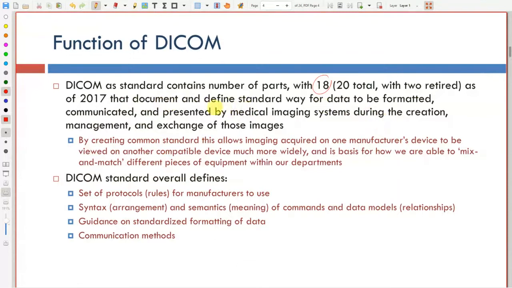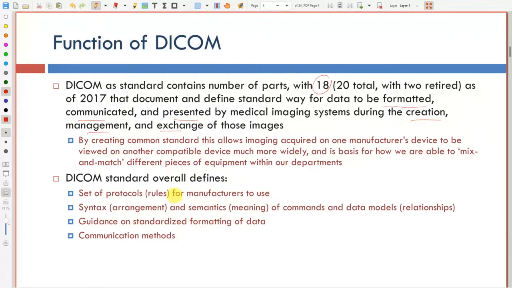And the document defines a standard way for data to be formatted, meaning how you put the data into the file, communicated, meaning how you transfer the data between different systems, and presented, meaning how to display the medical images on medical imaging systems. These are very important things, okay? And you do that during the creation, the management, and the exchange of these images. So whenever a medical imaging system creates these images, if you acquire a certain MRI study, for example, you take care of the creation of the image using the DICOM standard.